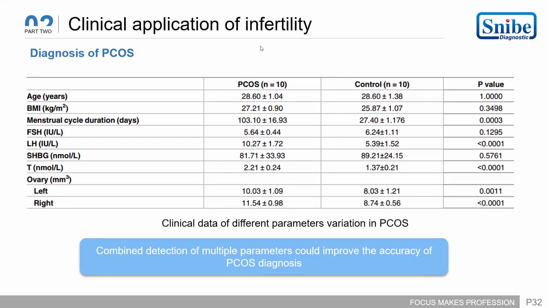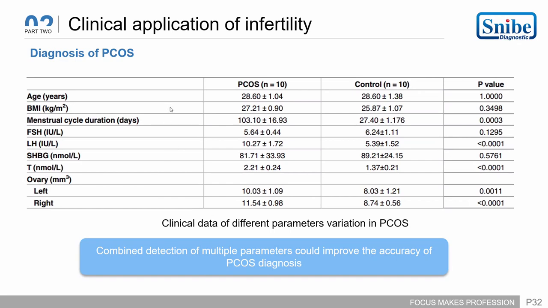specificity and infertility about the diagnosis of PCOS, for PCOS the age factor is 28.60, the control value is plus minus 1.04 and 1.38, the p value is 1. For the BMI, it is a 27.21 value, and the p value is 0.34, and the menstrual cycle days is 103. On the basis of FSH, LH, SHBG, and testosterone values, the left and right ovary scans are also helpful for the diagnosis of PCOS.